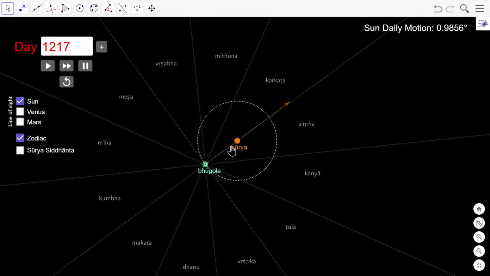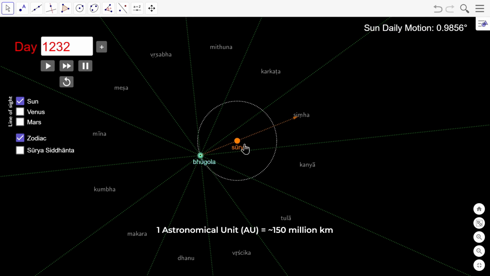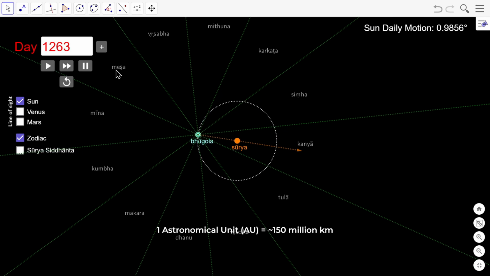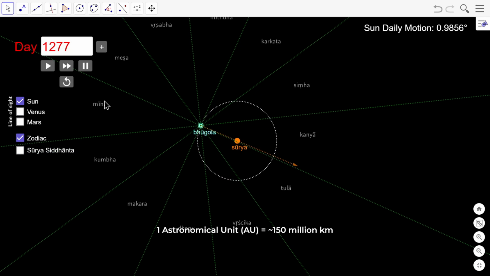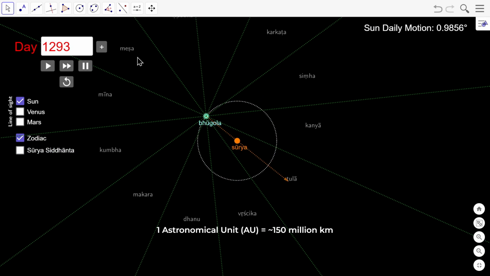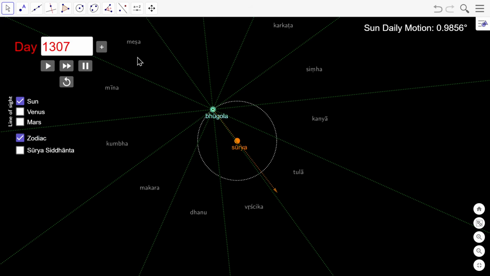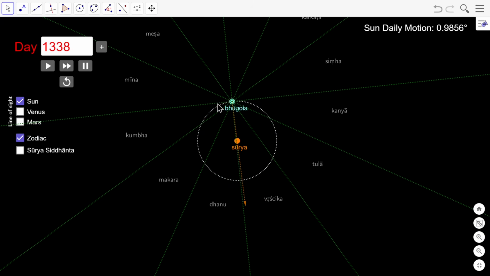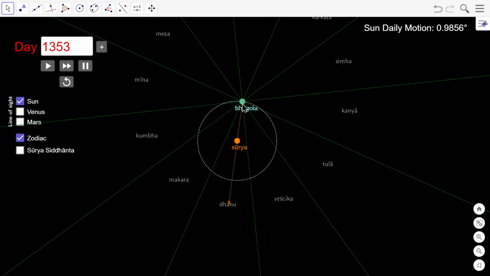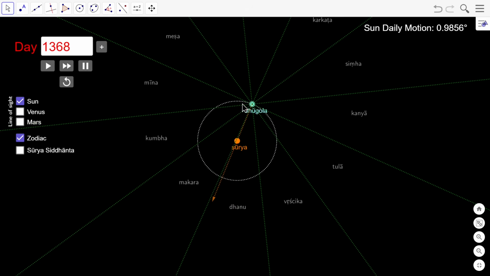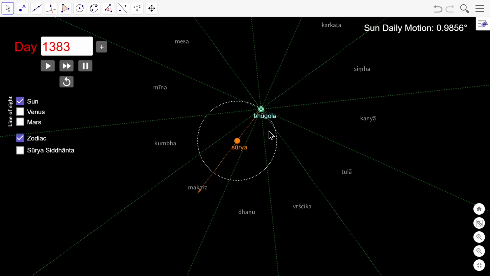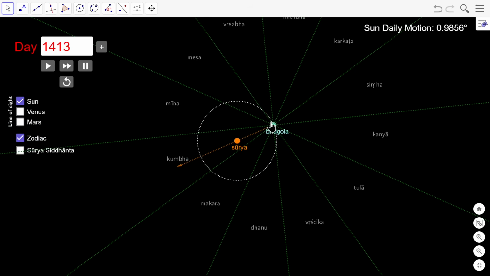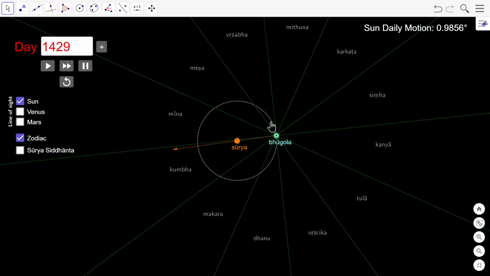This distance is known as one astronomical unit from Bhugola to Surya. But the distance from Bhugola to any one of these stars which make up these Rashis like Mesha, Vrishabha, Meena, etc., they are millions of astronomical units. They are so far away that this tiny movement with the radius of one astronomical unit doesn't matter at all. Stars appear to be fixed. But this movement matters tremendously in the astronomical model of the Surya Siddhanta, as I will show you in the subsequent videos.